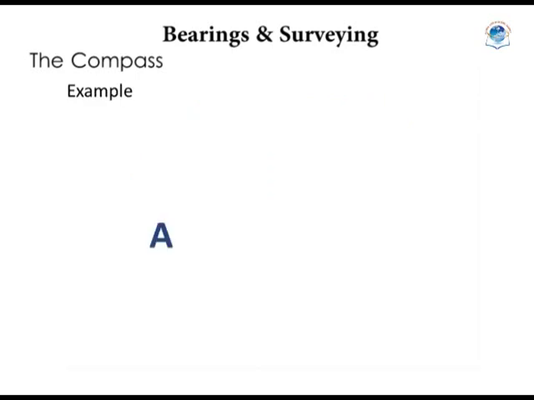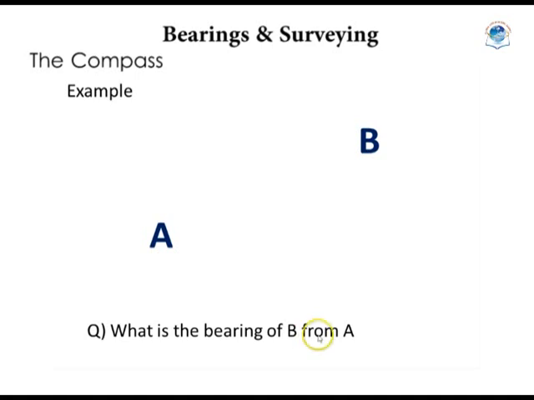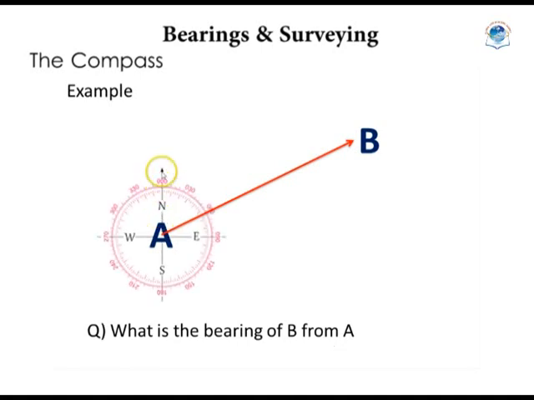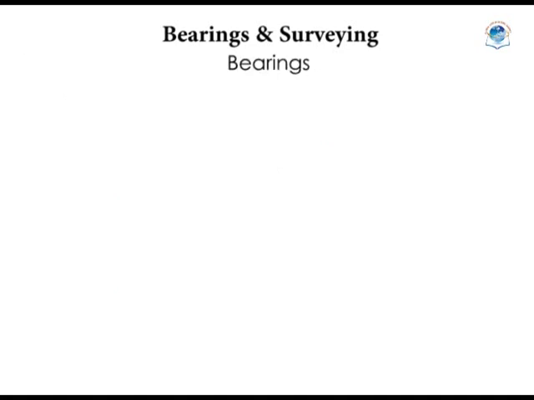Let's take an example. 2 points, A and B, and the question is, what is the bearing of B from A? This means we are leaving A going towards B. It's very important that you know the direction of movement. So we place our compass at A, and you will see that this angle is 60 degrees.